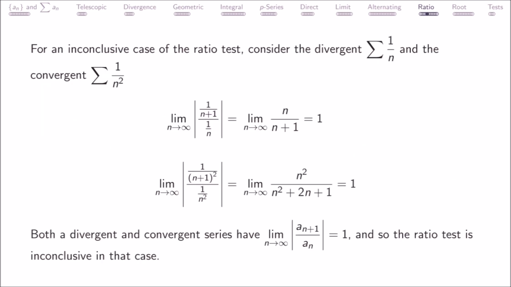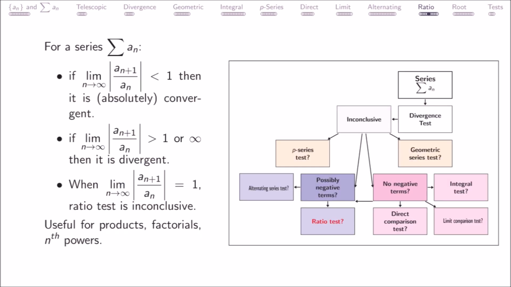For an inconclusive case of the ratio test, consider the divergent 1 over n and the convergent 1 over n squared. Both the divergent and convergent series have limit of the absolute value of the ratio equals 1, and so the ratio test is inconclusive in that case. Here is the flowchart.